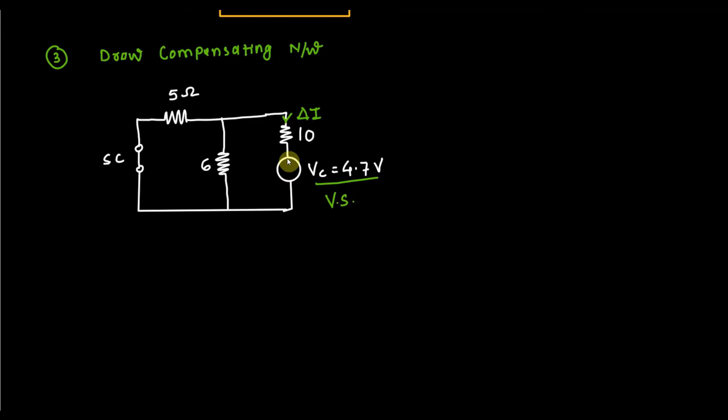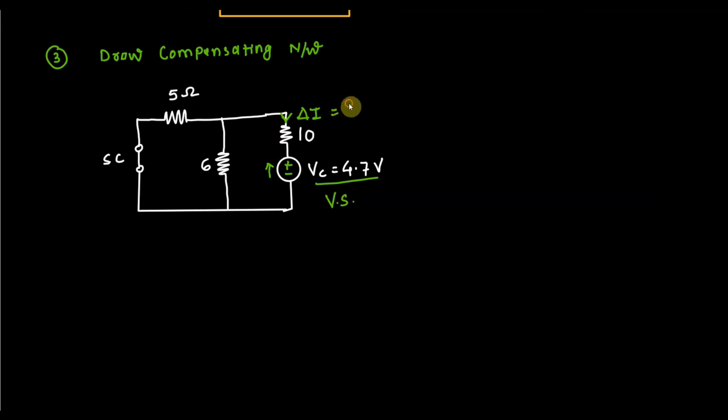When you have to mark the polarity of VC, it should be such that it will oppose the delta I current. So what should be the polarity? Polarity should be plus minus. Why? Because when the current comes from this side, this current and this current will be in opposite direction. If I take minus plus, the current will go downwards, so both will be in the same direction. So remember that the polarity of the compensating voltage source is such that it should oppose the delta I current.